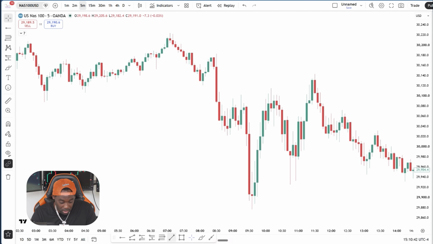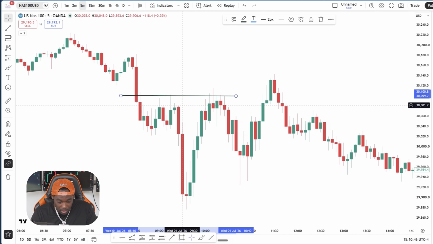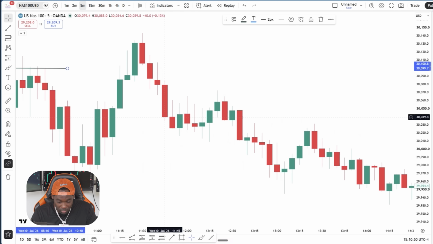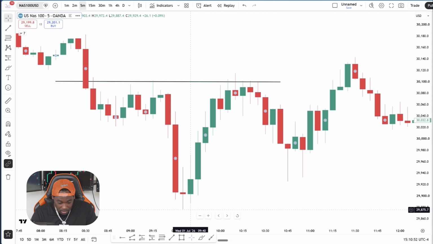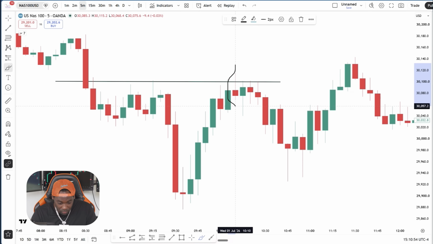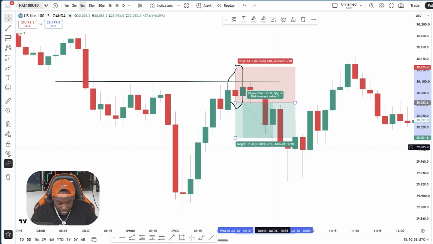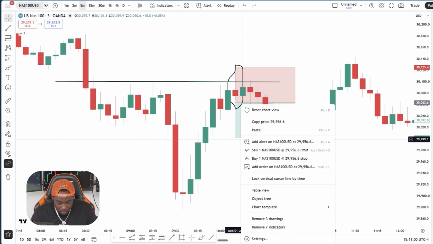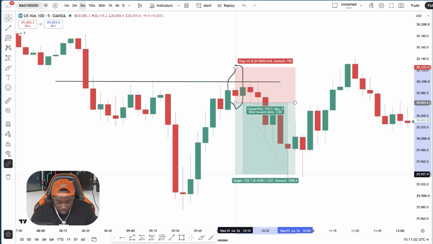So let me show you the short I was looking for. I was looking at this resistance right here, okay? And I went short. We were having trouble around this resistance. We had a nice little rejection candle right here, so I went short. So I went short for that quick 2-to-1, and I was done for the day. So let me show you the live trade.